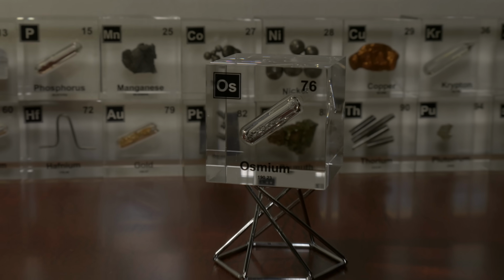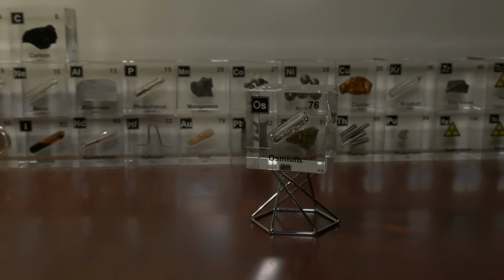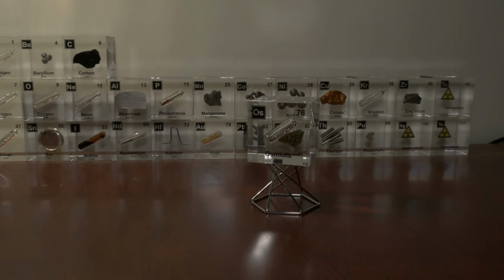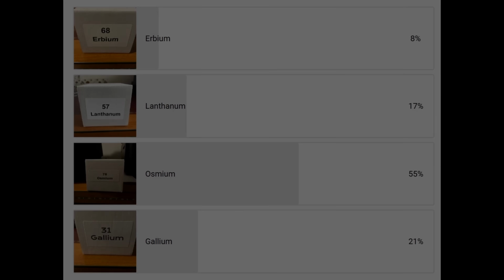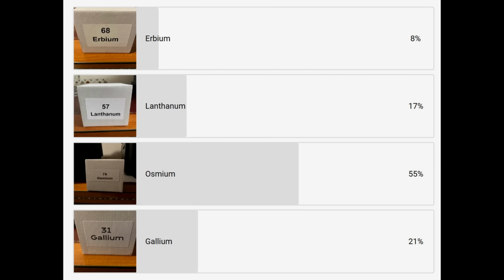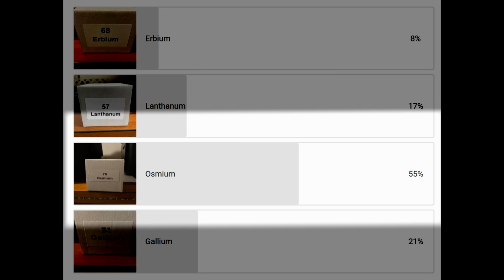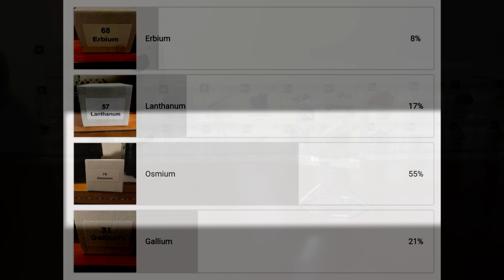Imagine a metal so dense that it sinks effortlessly in mercury. So rare, it's scarcely found on the Earth's crust, and so distinctive it was named after its pungent smell. In the last poll, you chose osmium, a remarkable element with a fascinating story.